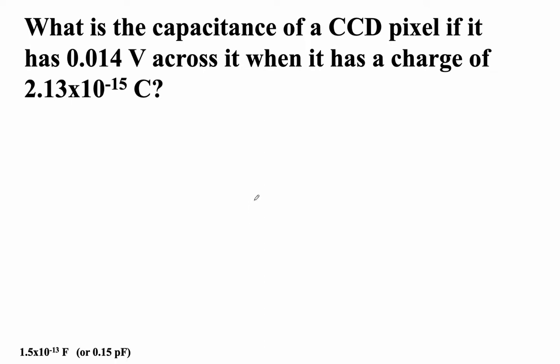What is the capacitance of a CCD pixel if it has 0.014 volts on it? That's 14... is that 14 millivolts? When it has a charge of 2.13 times 10 to the minus 15th coulombs. So let's see. C is Q over V. I think we just use the definition of capacitance, right?